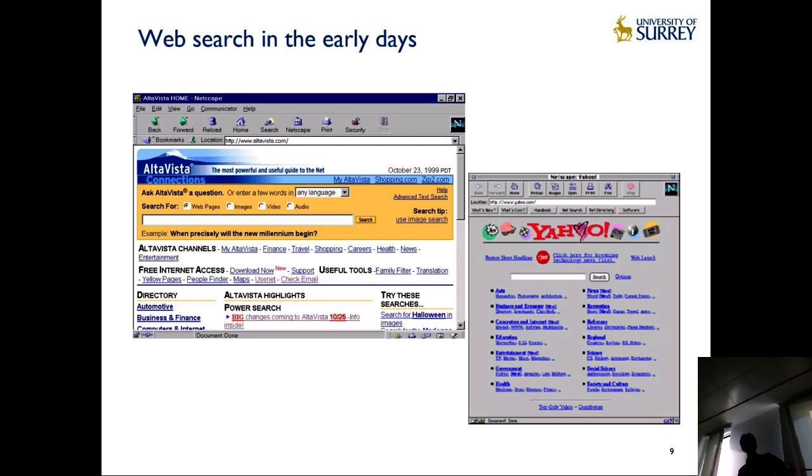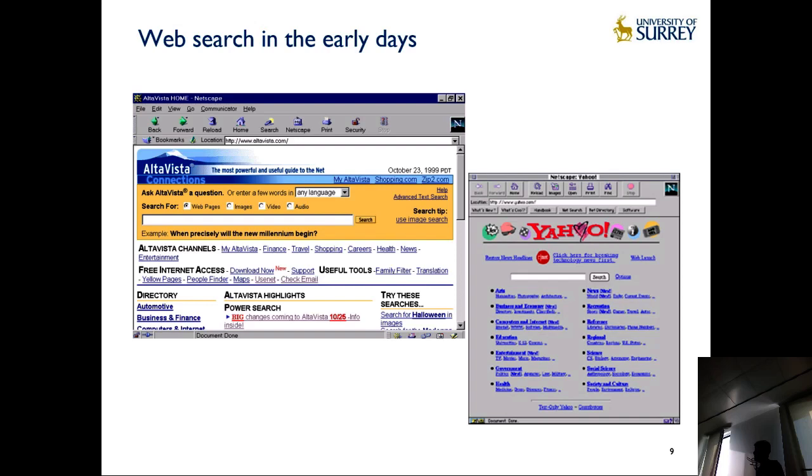AltaVista was one of the popular ones around that time, but it was interesting. During the peak times, they used to make this search box smaller. The reason was that if you added more keywords, you added complexity to the search, and their computation power was not sufficient. The computers were not fast enough and scalable enough, and the algorithms were probably not that efficient. So at peak times they made the box smaller to discourage people from adding many keywords, because the more keywords you added, the more complexity, and scalability was an issue.